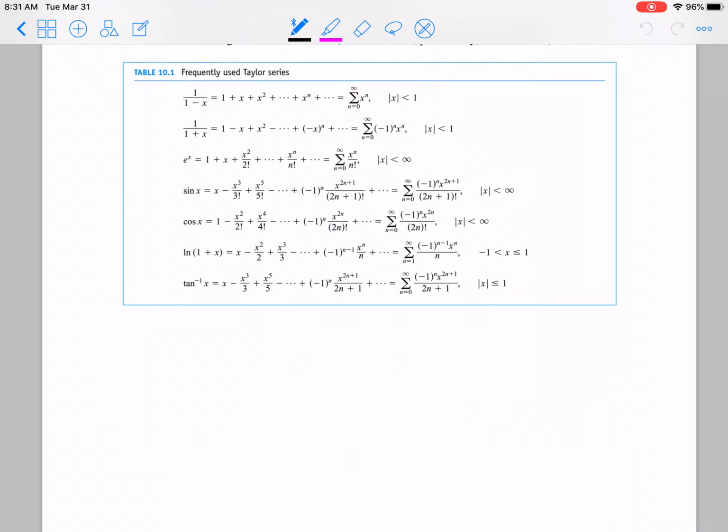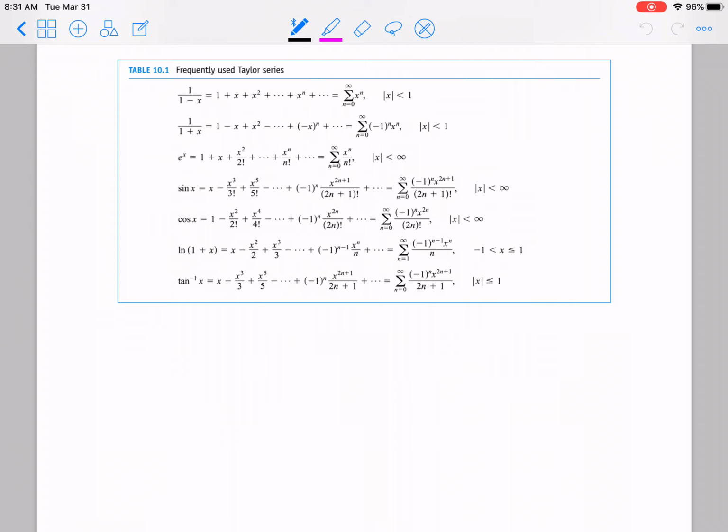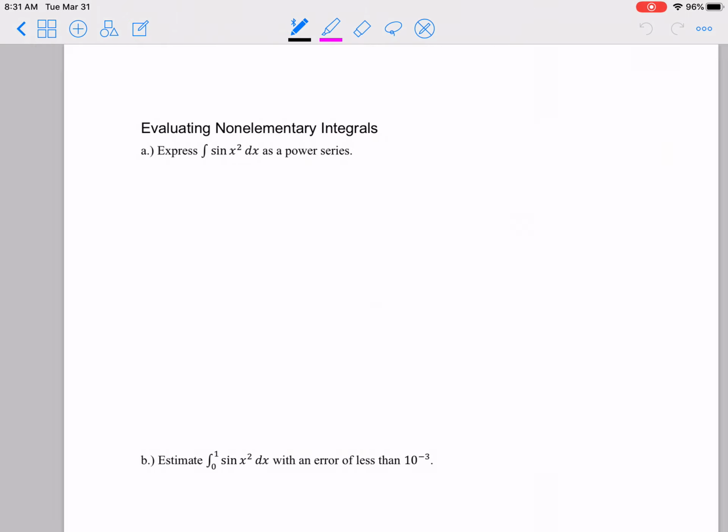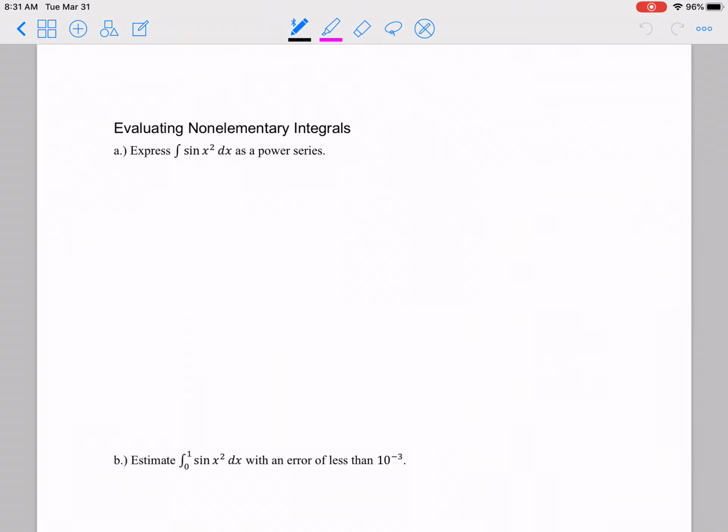So here we might reference back sometimes to our frequently used Taylor series table, just to make the process a little faster instead of doing them all by hand. So let's take a look at this one. Let's express the integral of sine of x squared dx as a power series.